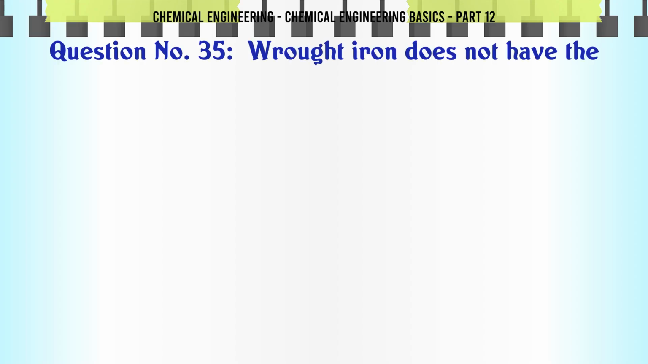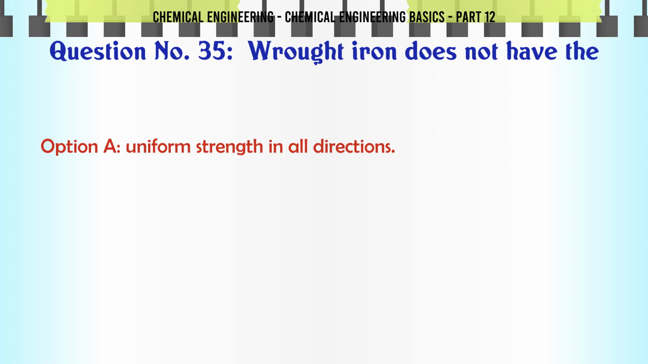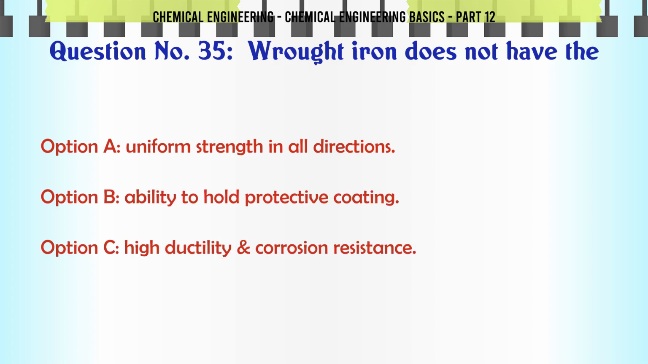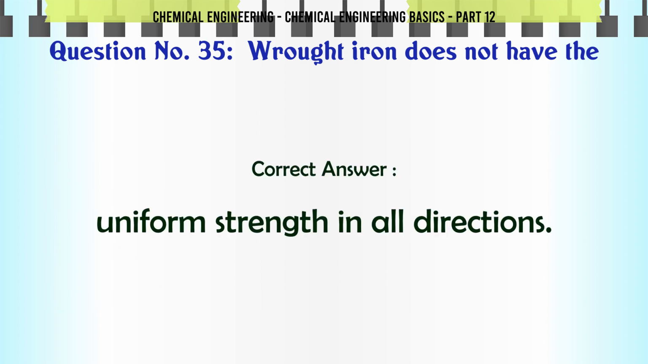Wrought iron does not have the A. uniform strength in all directions, B. ability to hold protective coating, C. high ductility and corrosion resistance, D. easily weldable characteristics. The correct answer is uniform strength in all directions.